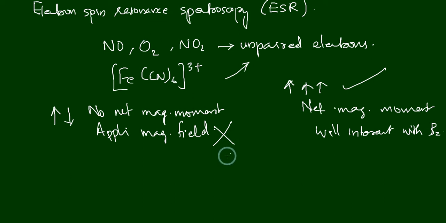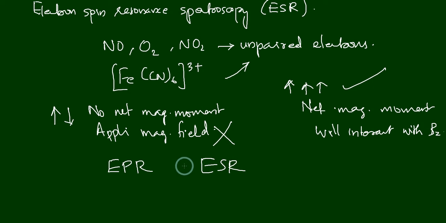Normally it is also called electron paramagnetic resonance spectroscopy, EPR, because these species which contain unpaired electrons will be paramagnetic in nature. If the electron spins are unpaired, the species is going to be paramagnetic, and because of that, this technique can also be called EPR. So these two terms, ESR or EPR, you can use synonymously.